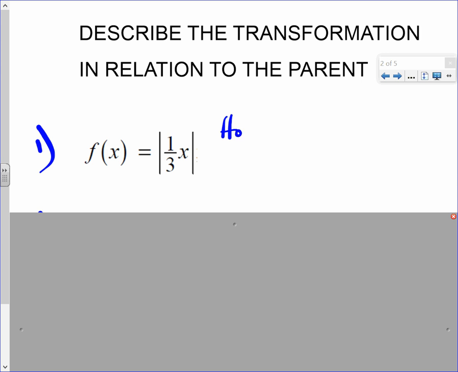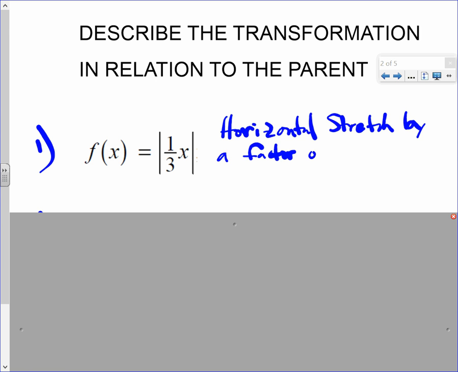Write this down. Horizontal stretch by a factor of 1 over A. But A is already a fraction, so how are we going to write 1 over A if A is already a fraction? Watch this. 1 over A, well, that's 1 over 1/3.